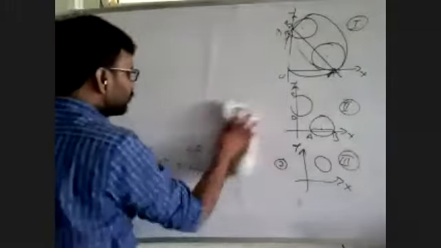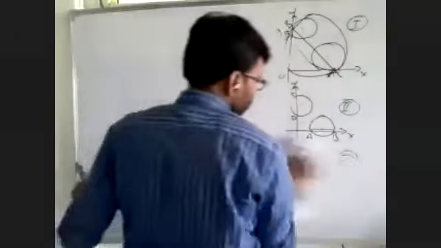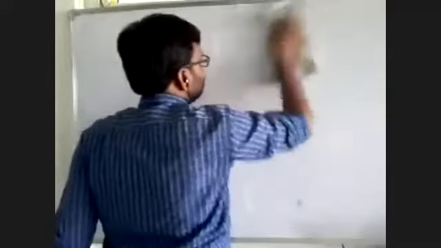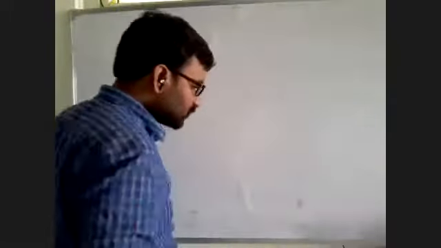When you are reading the question, you should understand whether it is touching or intersecting, whatever it is. And you should draw the diagram, then it will be very easy to solve. So find the equation of the circle which touches the x-axis.